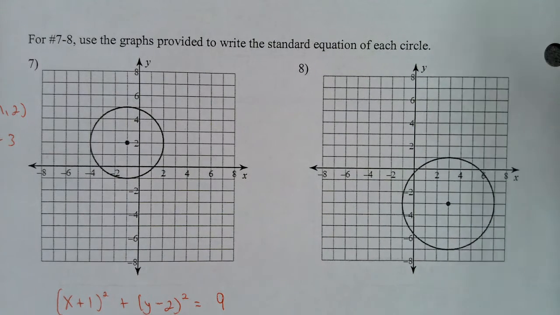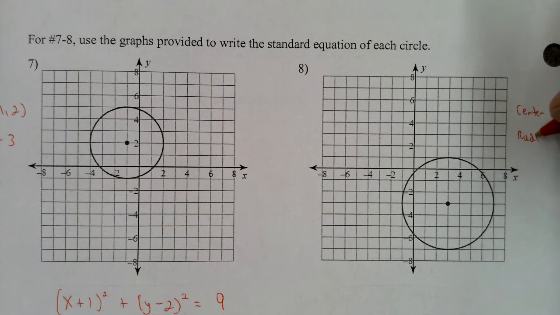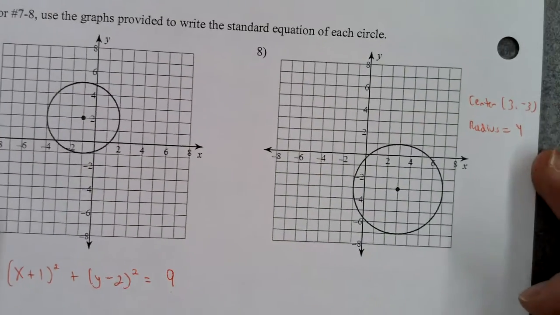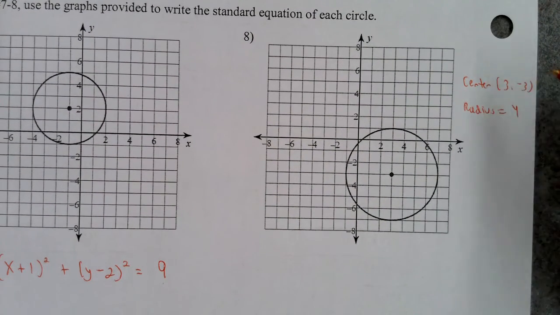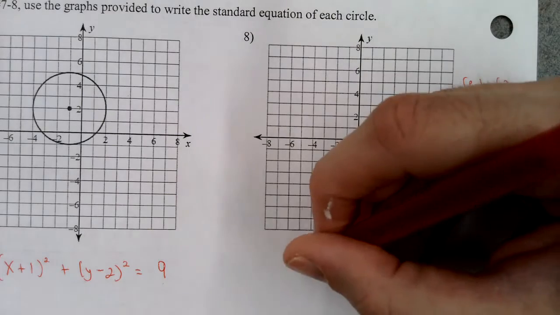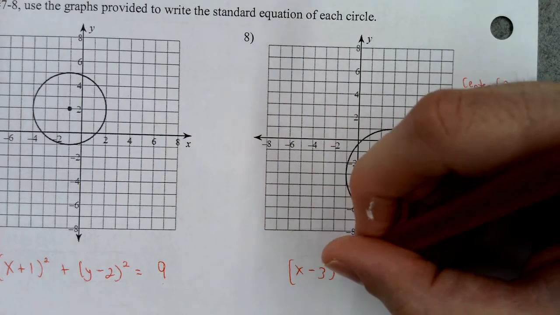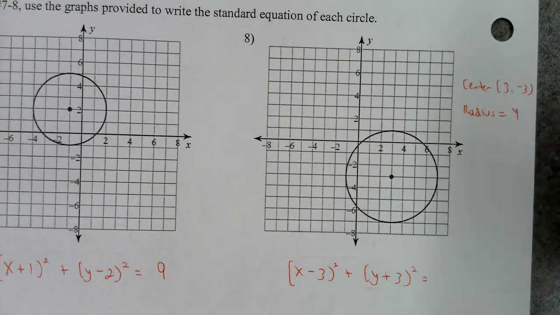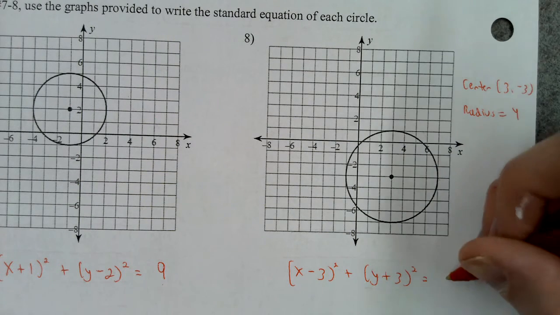Number 8, again, I'll write this off to the side somewhere. The center is 3, -3. Do it over here. And the radius is 1, 2, 3, 4. So my answer will be x minus 3 squared plus y plus 3 squared. That's going to equal the radius squared. 4 squared is 16.